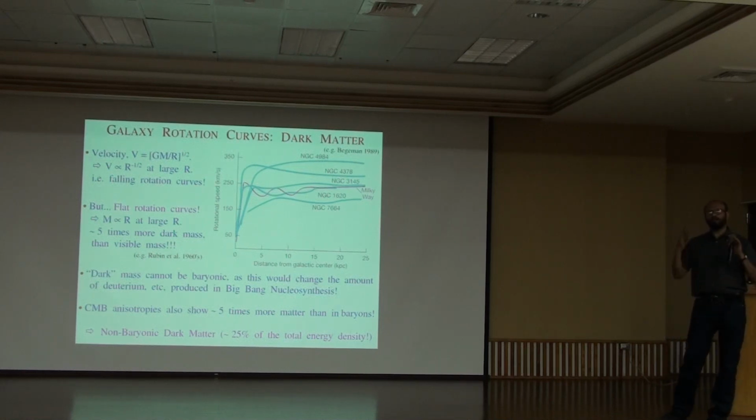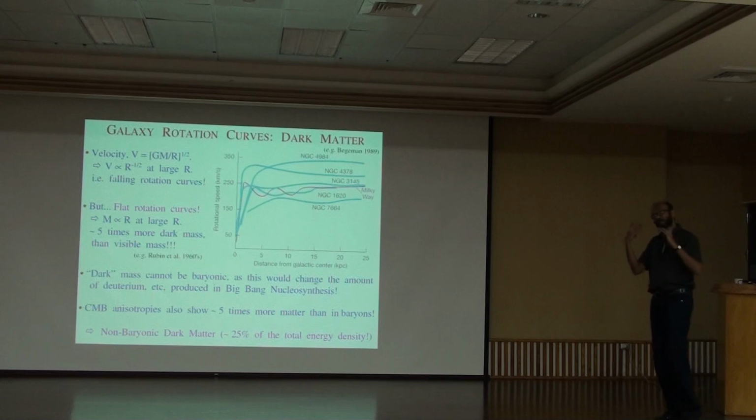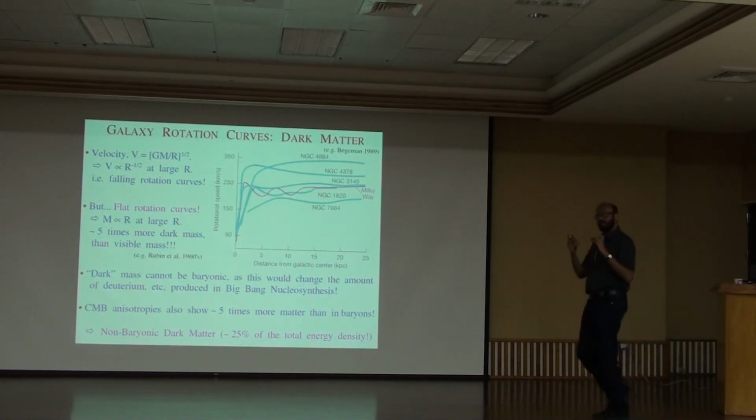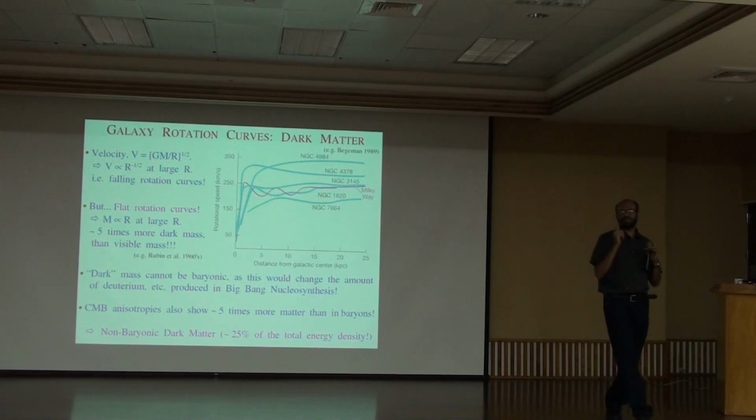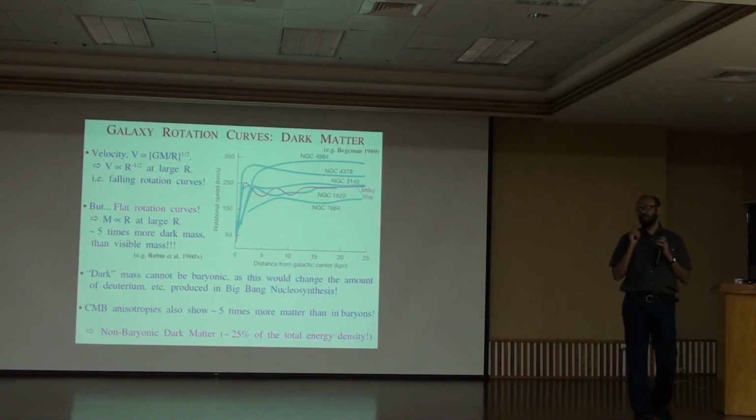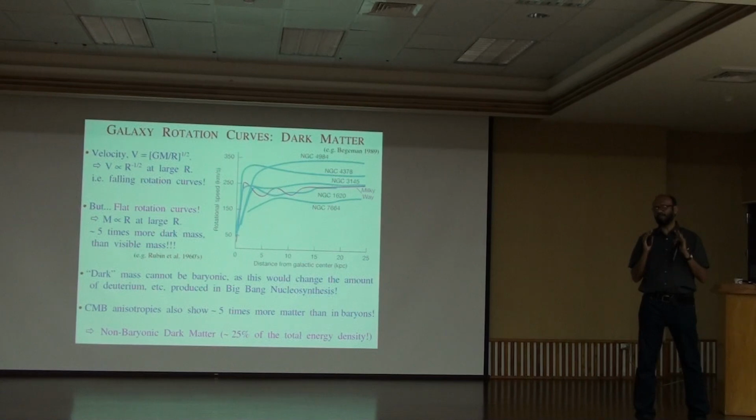So we believe that about 25% of the universe is made up of this strange form of matter which behaves just like baryonic matter for gravity, but which does not interact with electromagnetic radiation. It's only gravity. It only depends on gravity.